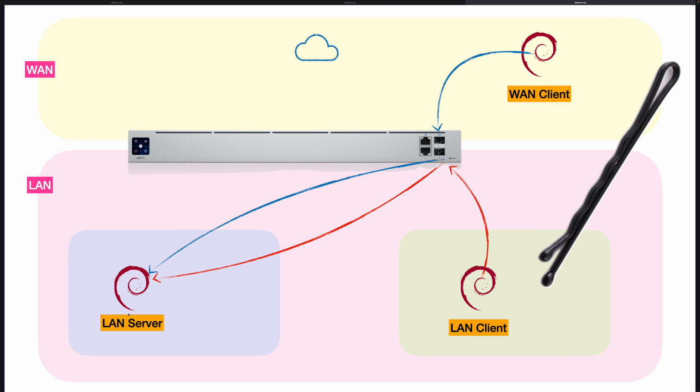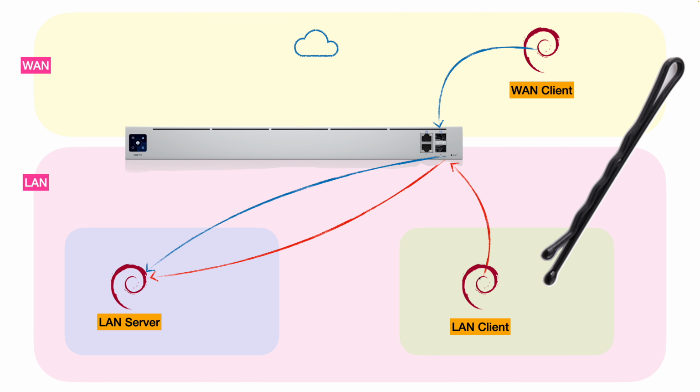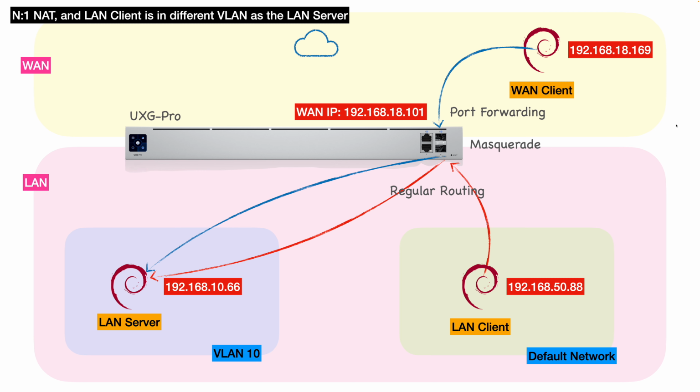It's called Hairpin NAT. Because the LAN client is using the public IP address, the traffic seems to need to go to the internet, right? However, the gateway needs to make sure the traffic in fact goes back to the internal network, to the LAN server. So these red links are like a U-turn. That's where the hairpin NAT gets its name. It's like a hairpin. So in this video, we are going to explore 4 different scenarios.